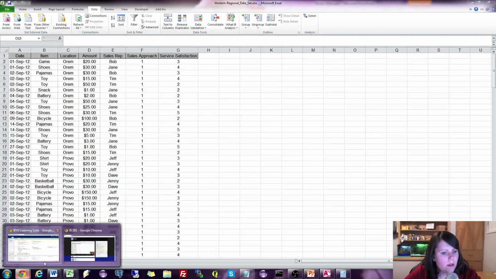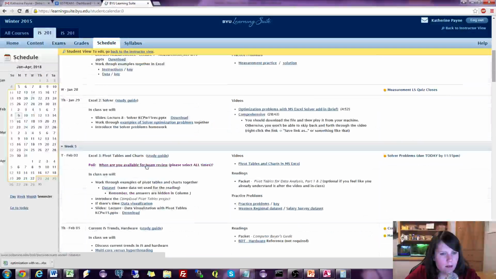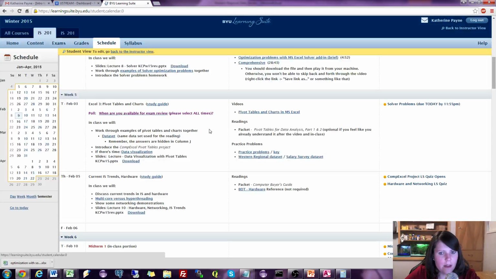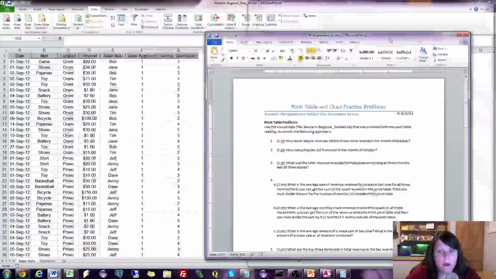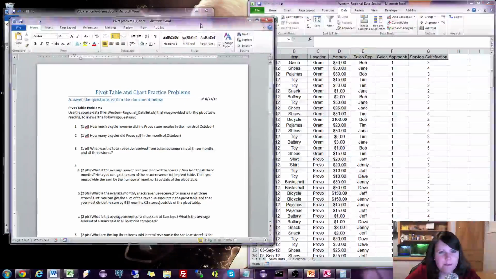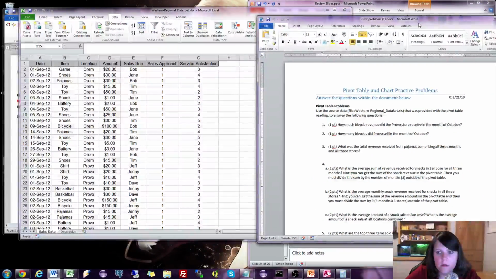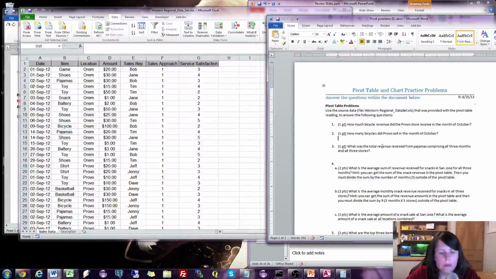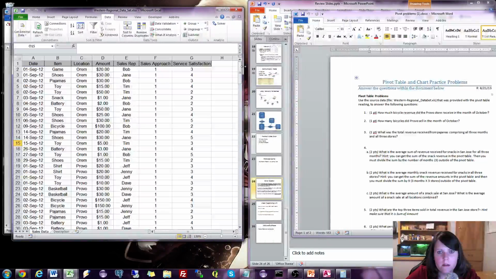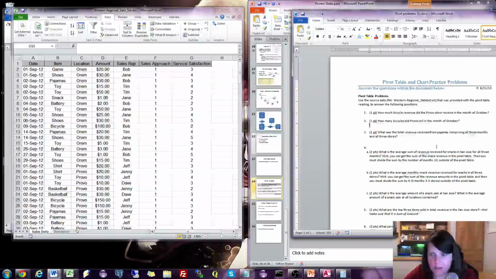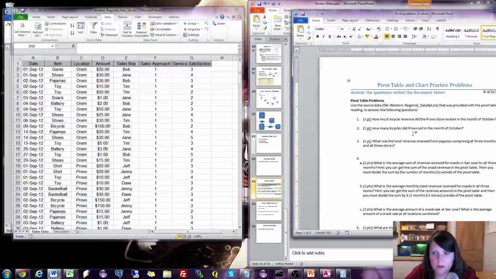So what I'm going to do is use off of Learning Suite. If you go to the pivot tables and charts, week 5, that Tuesday, downloading the Western Regional Dataset and the practice problems. Okay, so I'm going to pull Excel over. It's a little bit tricky to manage both of them at the same time, so I'll make this a little bit smaller. All right. So I have some questions here. You can pull it up on your own computer.